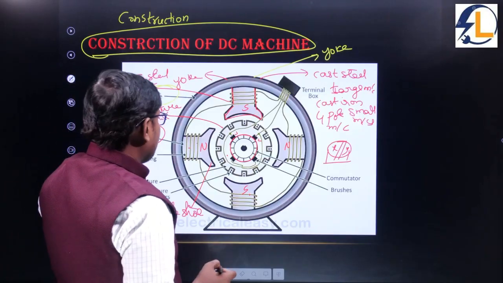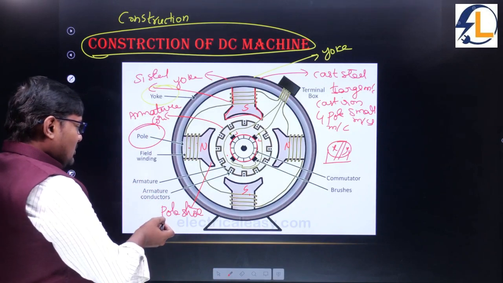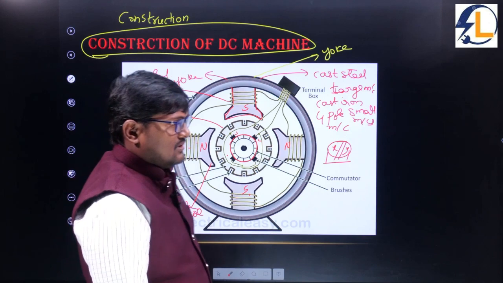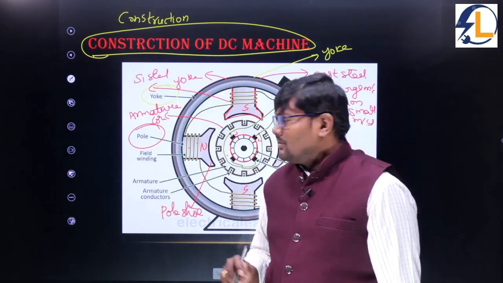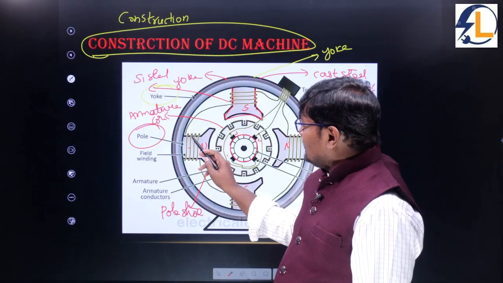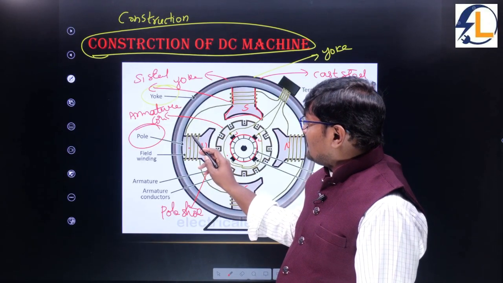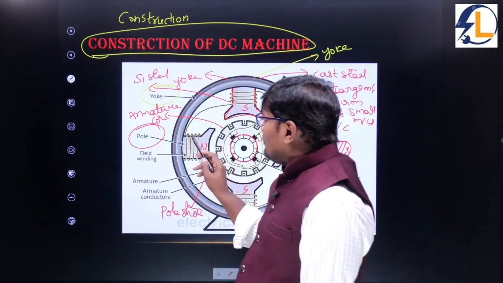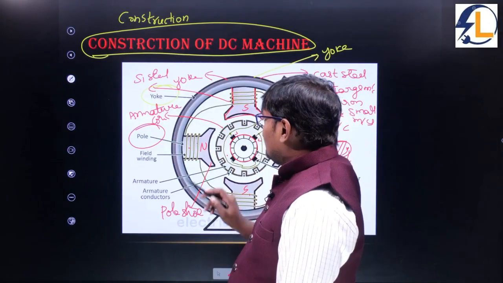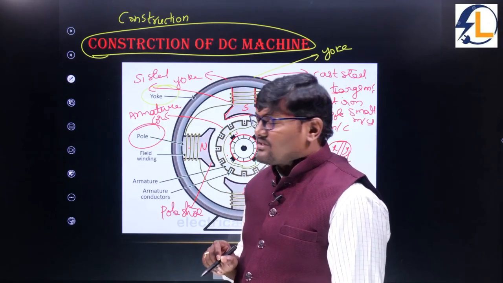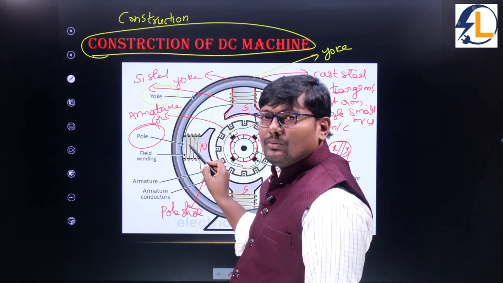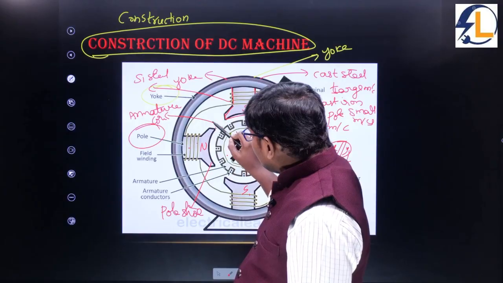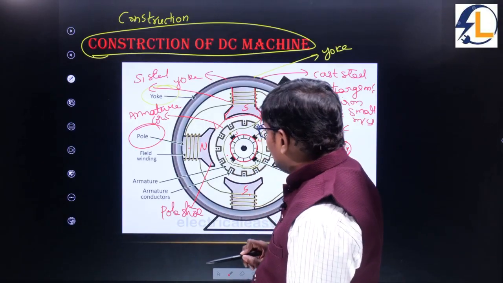So what is the purpose of the pole shoe? The pole shoe gives the support for the field winding. We can divide this into two parts: one is called the pole core and the other is the pole shoe. The pole core is made up of silicon steel or cast steel, and we wind the winding on the pole core. These parts are called the pole shoes.